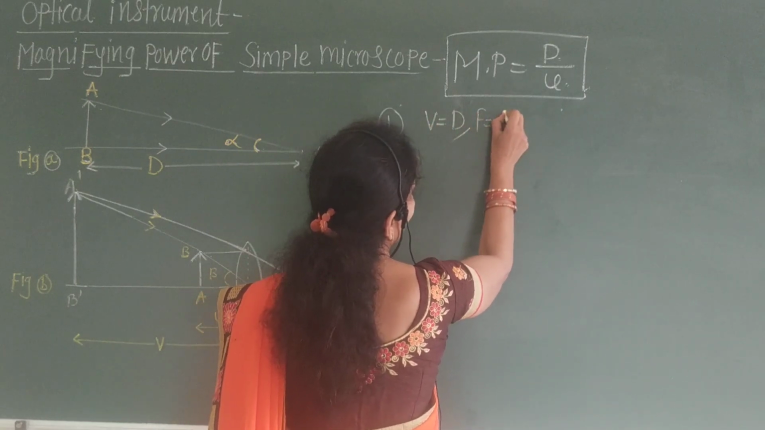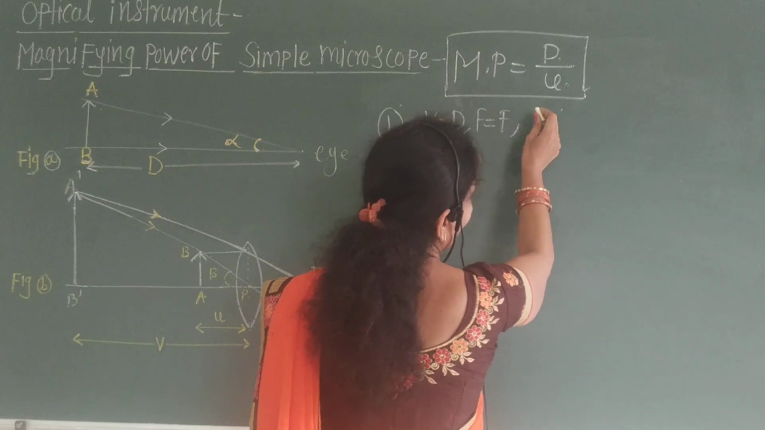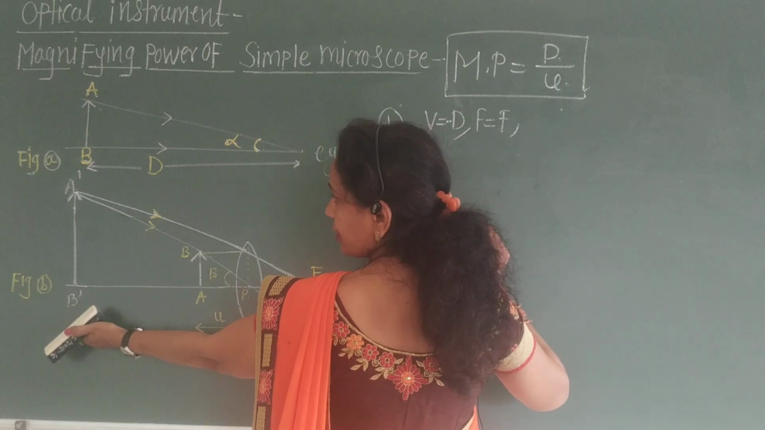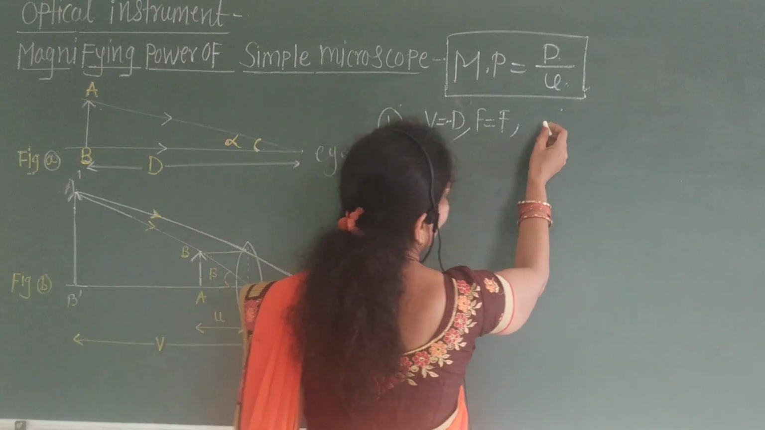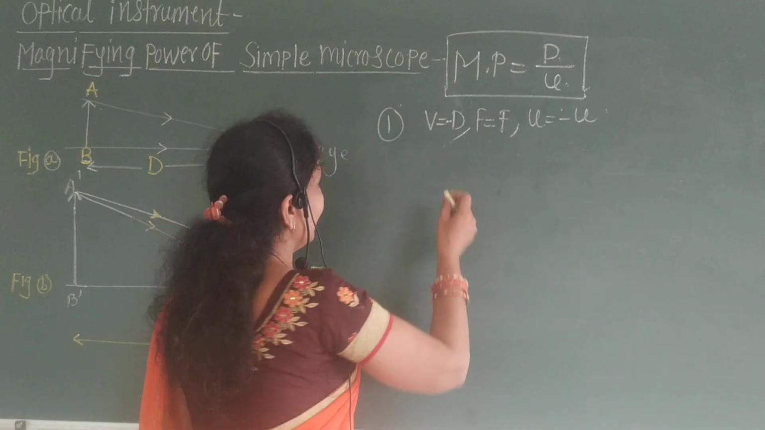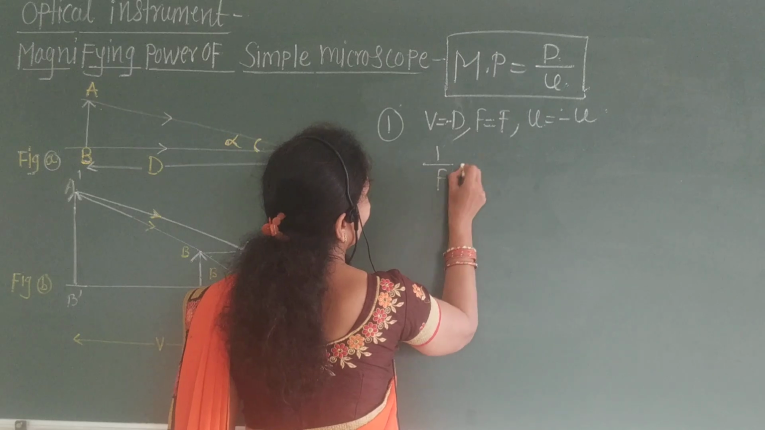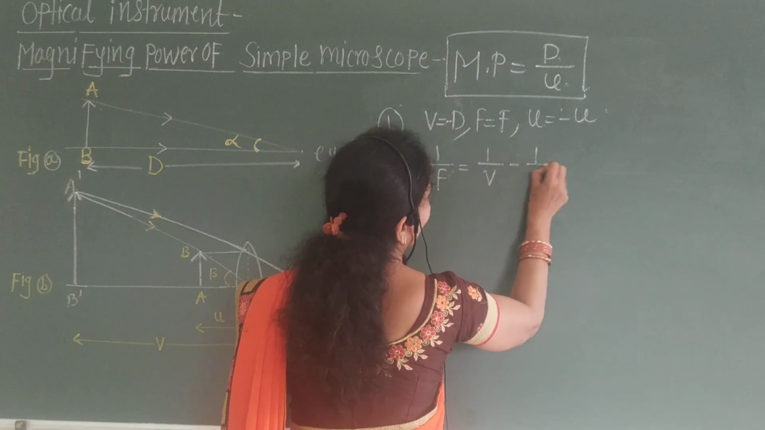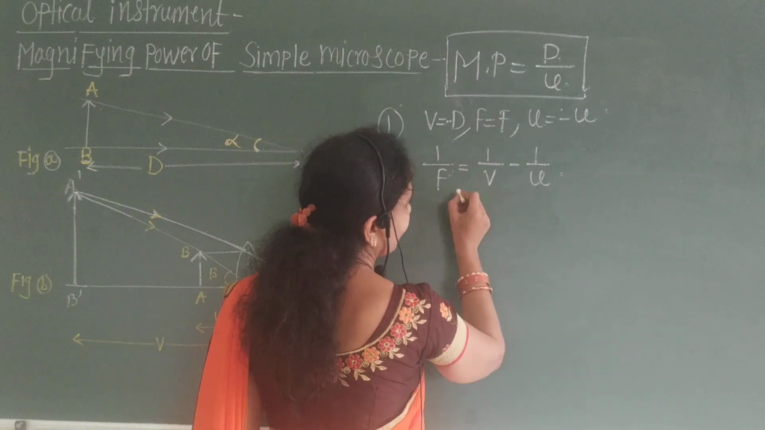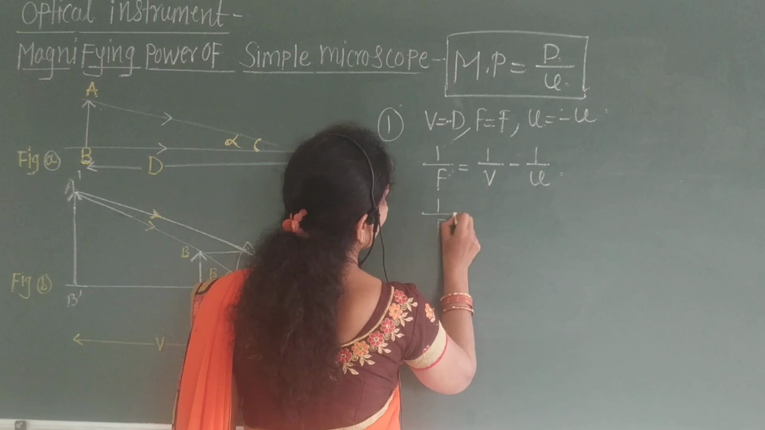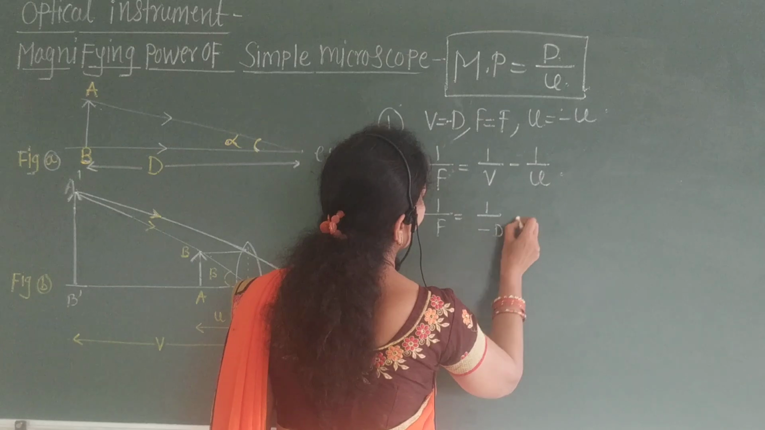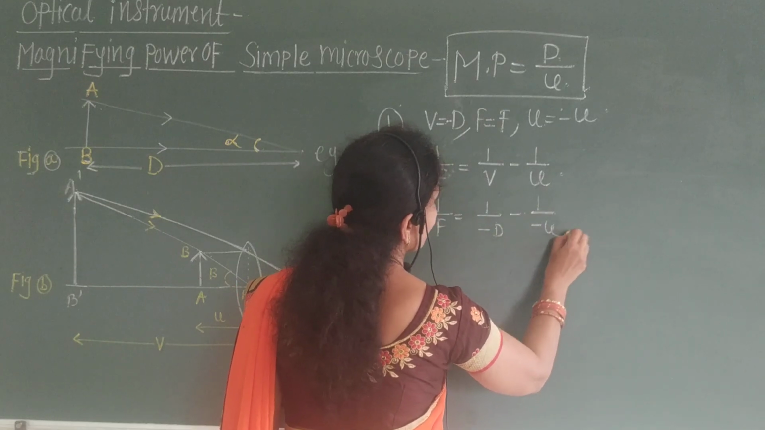Then in that case, F is equal to F. Okay. Then V is equal to minus D, we have to take. Because this distance is minus U, and this distance is minus D. Okay. Then U is equal to minus U. Then what is the lens equation? 1 upon F is equal to 1 upon V minus 1 upon U. Then 1 upon F is plus F, that is the value. Therefore, it is plus F. 1 upon V, V is minus D. Okay. Minus 1 upon minus U.